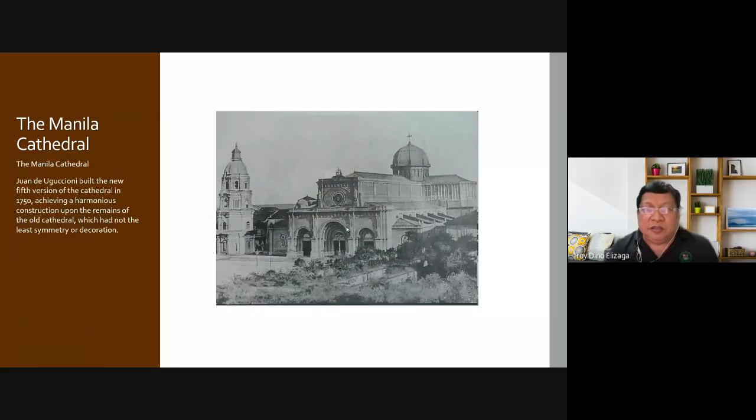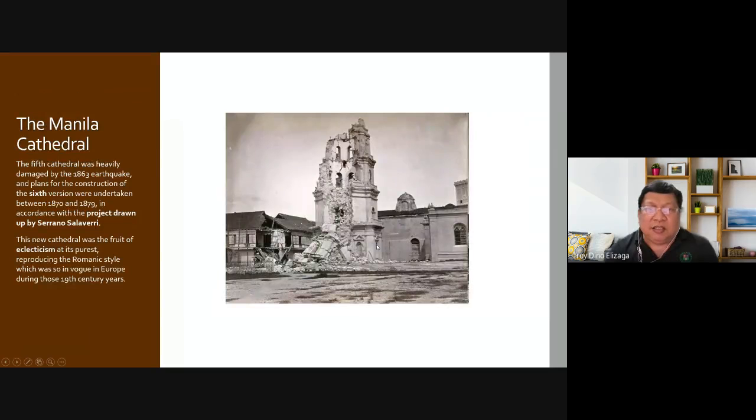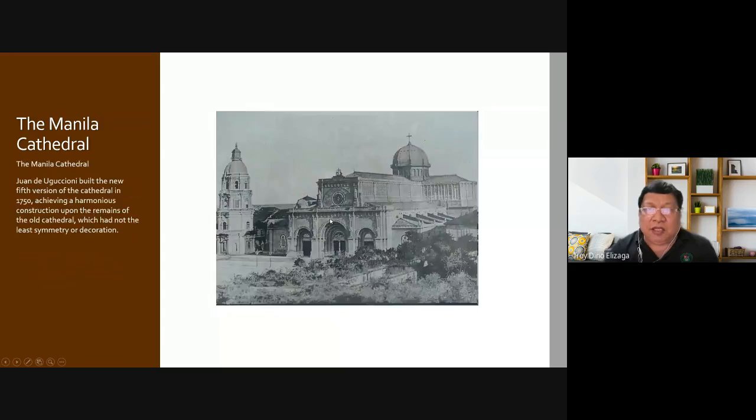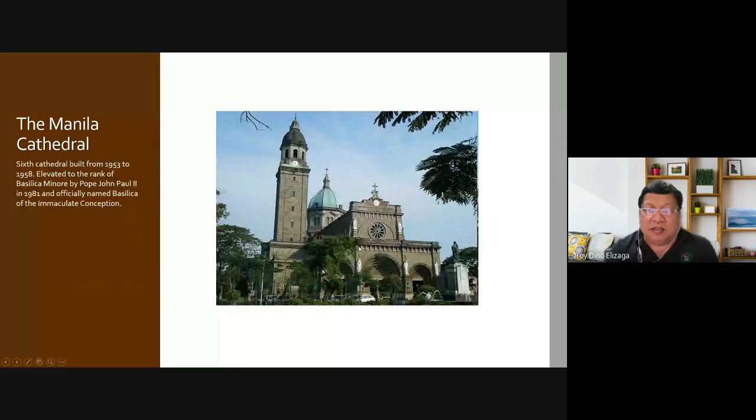So this is an old picture of the Manila Cathedral. This is the Manila Cathedral plan before and after. And then this is how it looked after an earthquake, I think. And then this is how it looks now. If you notice, the belfry is less ornate and higher, and so is this. But the person who designed this is also a well-known architect.